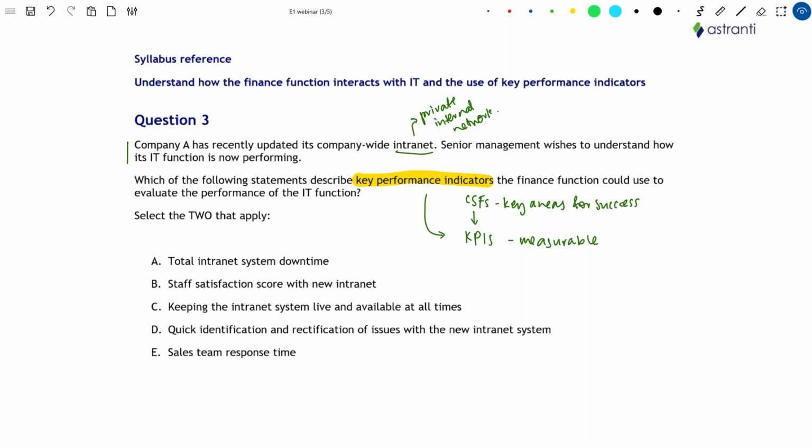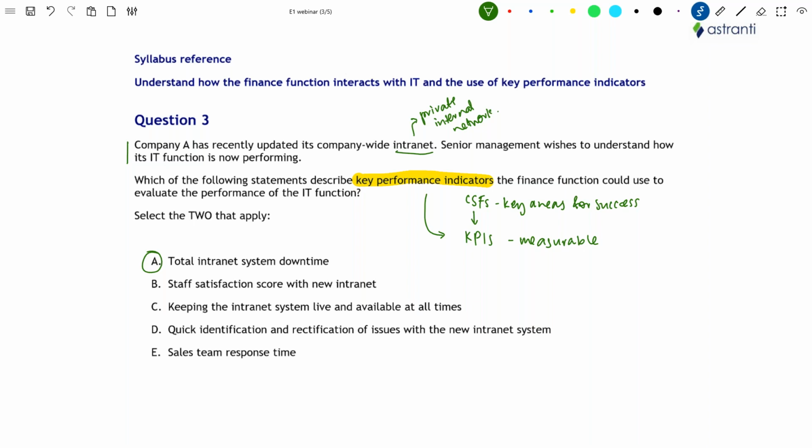So it's an area that the IT function has to do well. So this is looking like one of our correct answers. It's a KPI for the IT function. Okay, so let's have a look at option 2, because remember, we need to select 2 that apply.